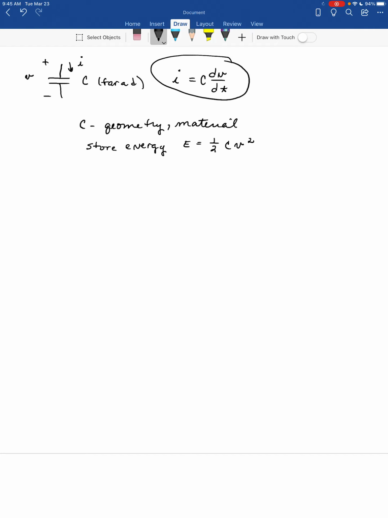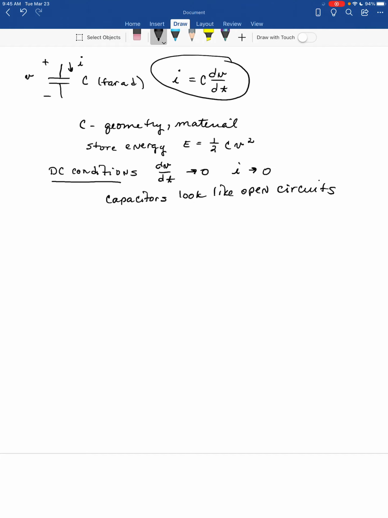Now I want to point out that because of this time derivative relationship, this means a couple of things. First of all, it means you only have current in a capacitor when the voltage is a function of time. So under DC conditions, in other words, if the voltages and currents in a circuit are DC, then dV/dt is the derivative of a constant, and that goes to 0, which means the current in the capacitor goes to 0. And so under DC conditions, capacitors look like open circuits because they have 0 current, and they behave like open circuits in the circuit. So if you have a constant voltage, you will not have a current in your capacitor.